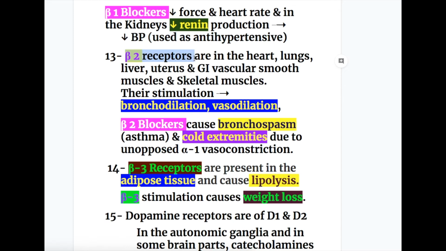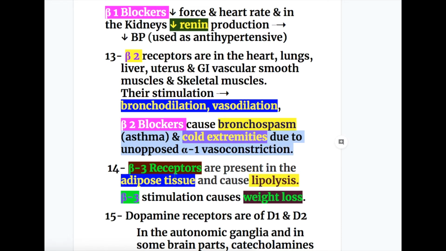On the other hand, we have beta-2 receptors. They're in the heart, lung, liver, uterus, and GI vascular smooth muscles, as well as skeletal muscles. Their stimulation leads to bronchodilation and vasodilation. Beta-2 blockers cause bronchospasm and cold extremities due to unopposed alpha-1 vasoconstriction.